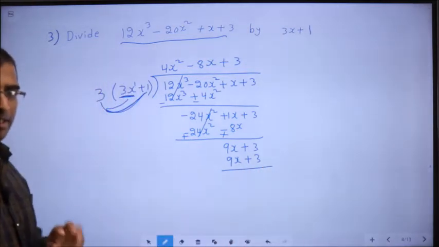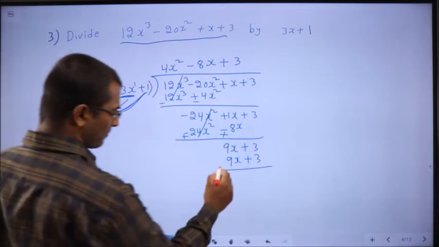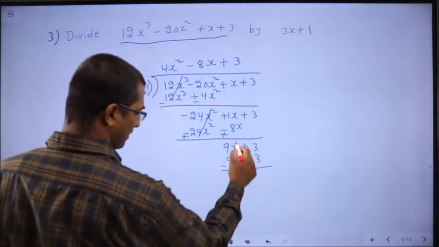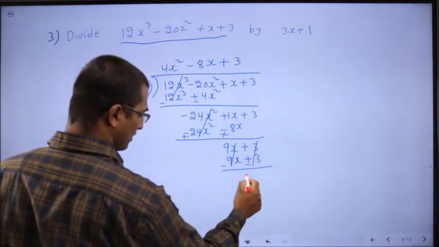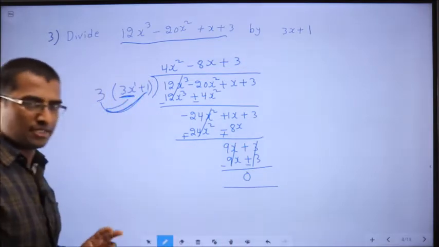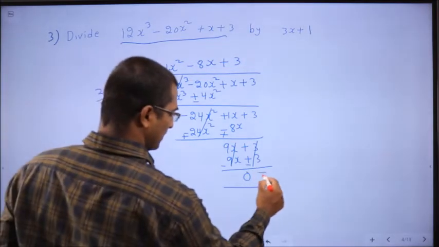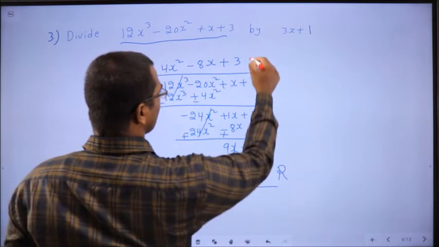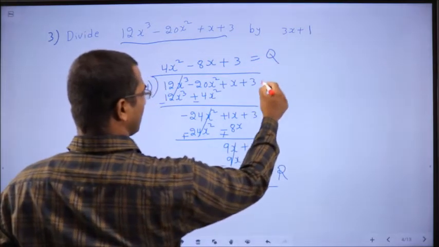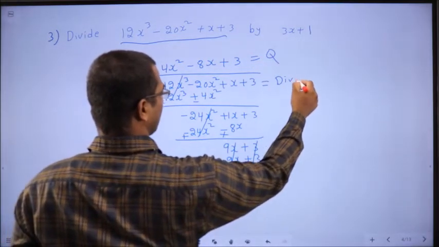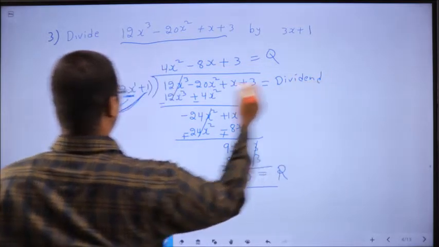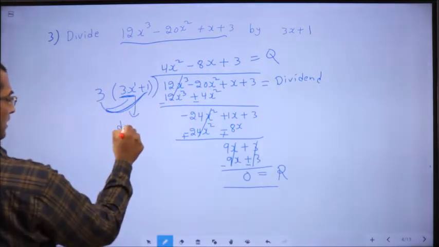Next, change the sign. So minus, minus. This cancel out. This also cancel out. Here also I got remainder to be 0. So this is the remainder. This is the quotient. This we call it to be dividend. And this one is divisor.